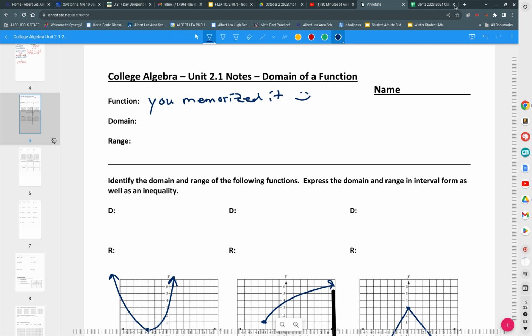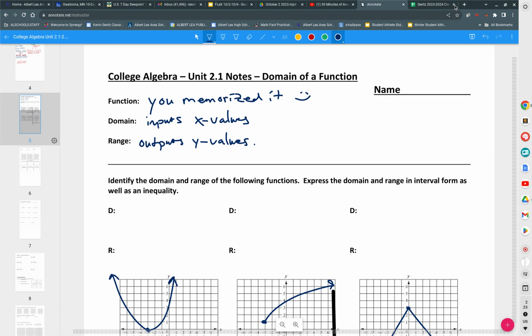The domain is the inputs. It's the x values. The range is the outputs. It's the y values. Simple as that. Today we want to graphically be able to look and identify domain and range.